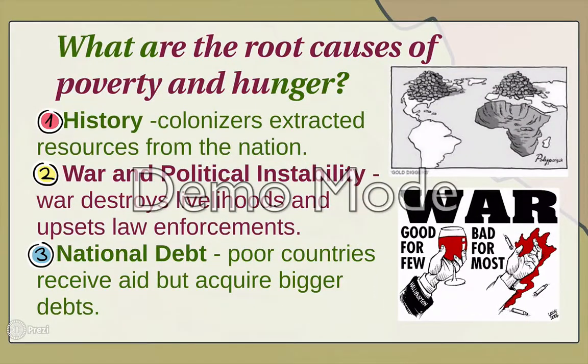What are the root causes of poverty and hunger? History. Colonizers extracted resources from the nation. War and political instability. War destroys livelihoods and upsets law enforcement. National debt. Poor countries receive aid but acquire bigger debts.